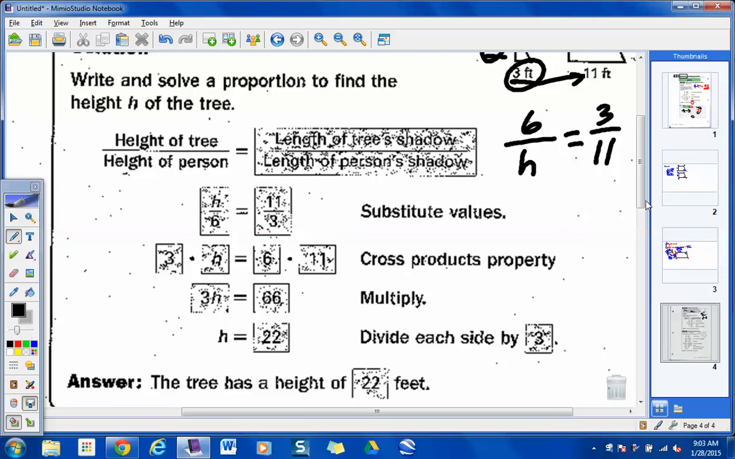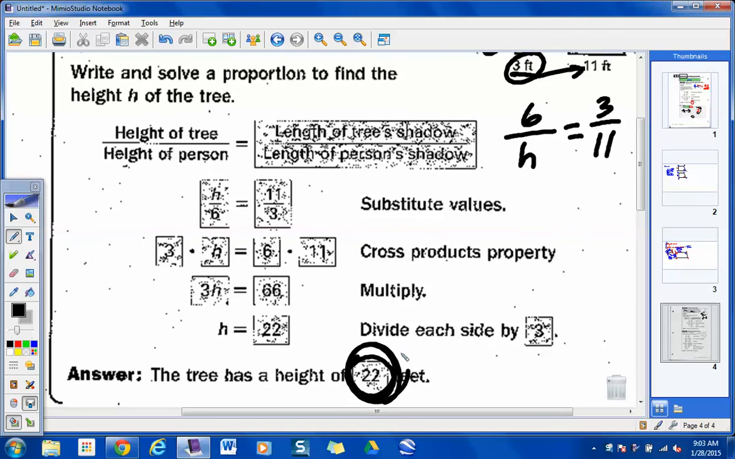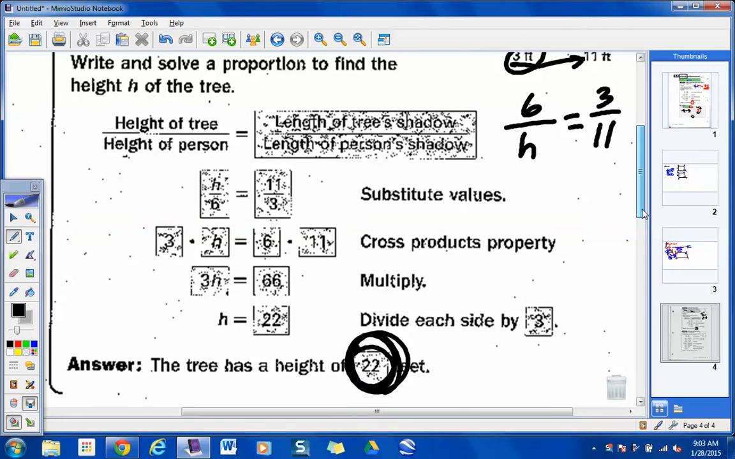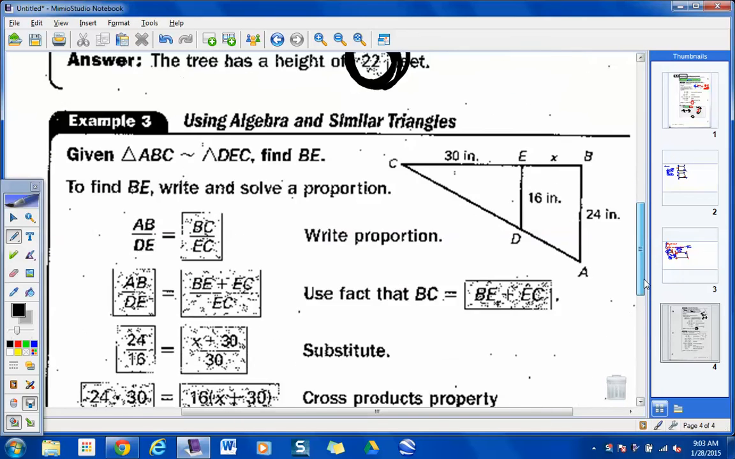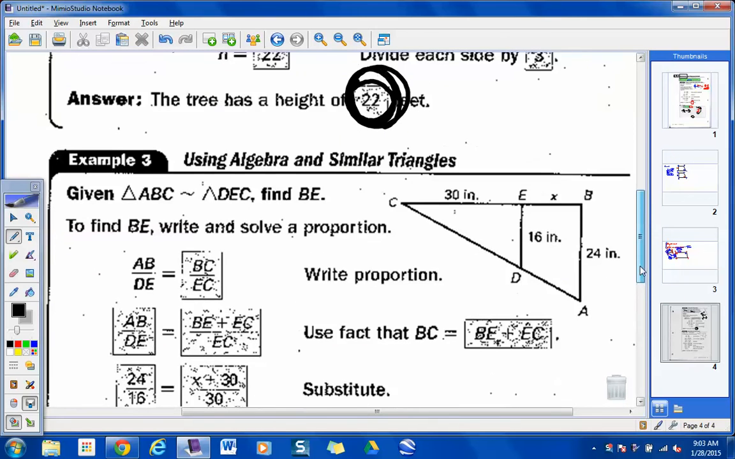So what do you guys get when you solve that? 6 times... Does that match what we have down here, 22 feet tall? Yes. How are you feeling about this stuff, gang? Good. Pretty good? Okay. I think the example I really need to touch on is this one right here then.